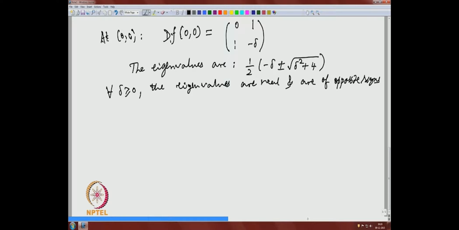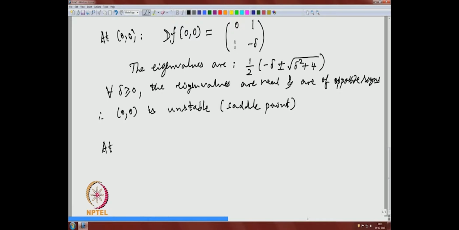So, we conclude from the linear stability analysis, invoking all the linear theory here, that (0, 0) is unstable. In this case, we also call it a saddle point. When the eigenvalues are real and of opposite sign, the unstable equilibrium point is called a saddle point.